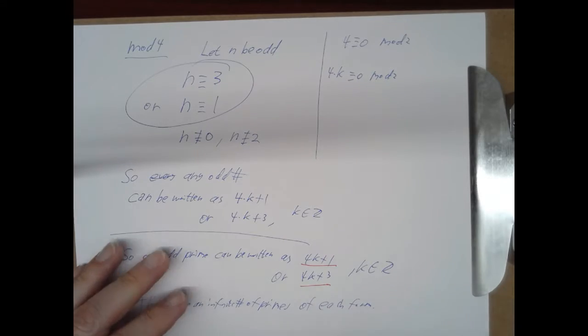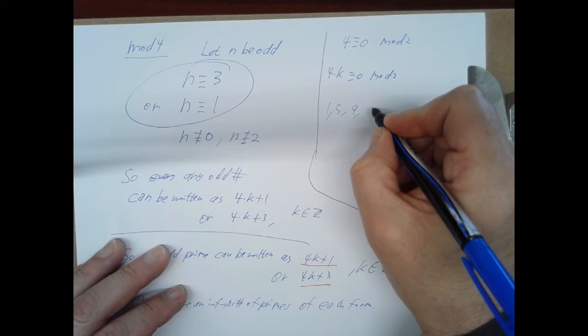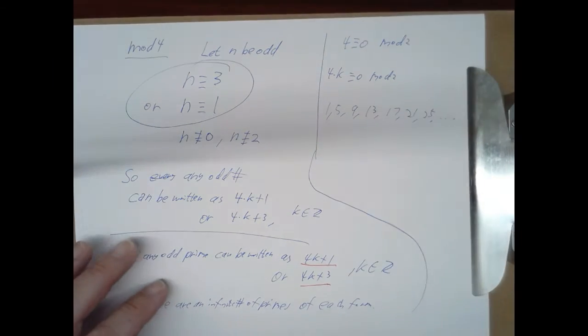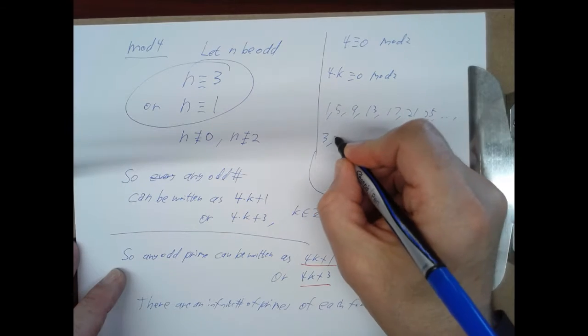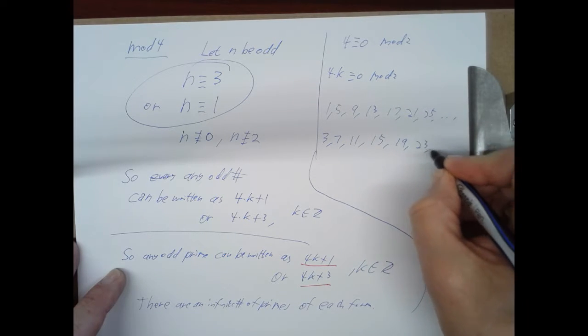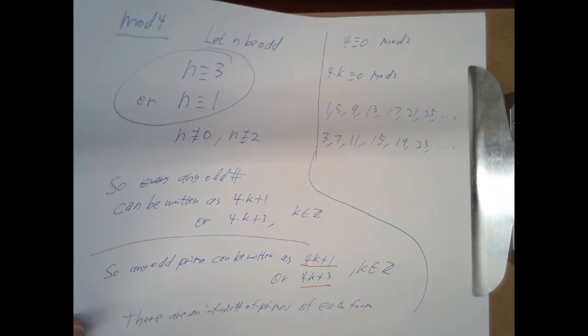Viewed differently, if we were to write a sequence, 1, 5, 9, 13, 17, 21, 25, that sequence is going to contain an infinite number of primes. And if we start from 3 and we write 3, 7, 11, 15, 19, 23, that sequence will contain an infinite number of primes. And that's provable. But there's an even more general result.